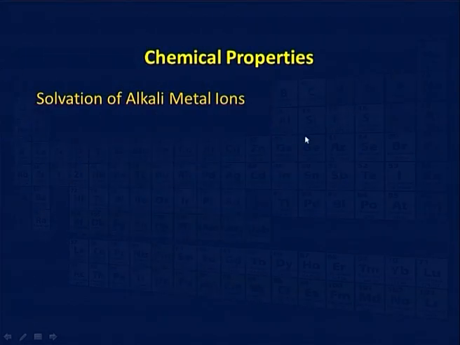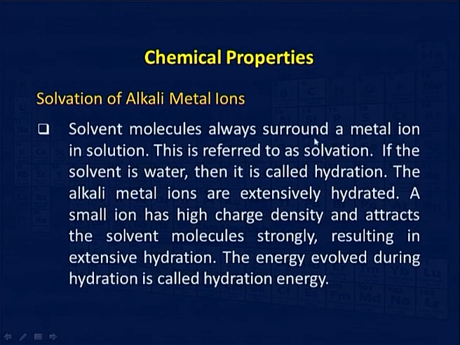Then solvation of alkali metals. Now, what is solvation basically? These solvent molecules always surround the metal ion. The solvents are polar, so they have a negative pole and a positive pole. The negative pole points towards the positive ion. Therefore, this is called solvation. And if water is the solvent, then it is called hydration.